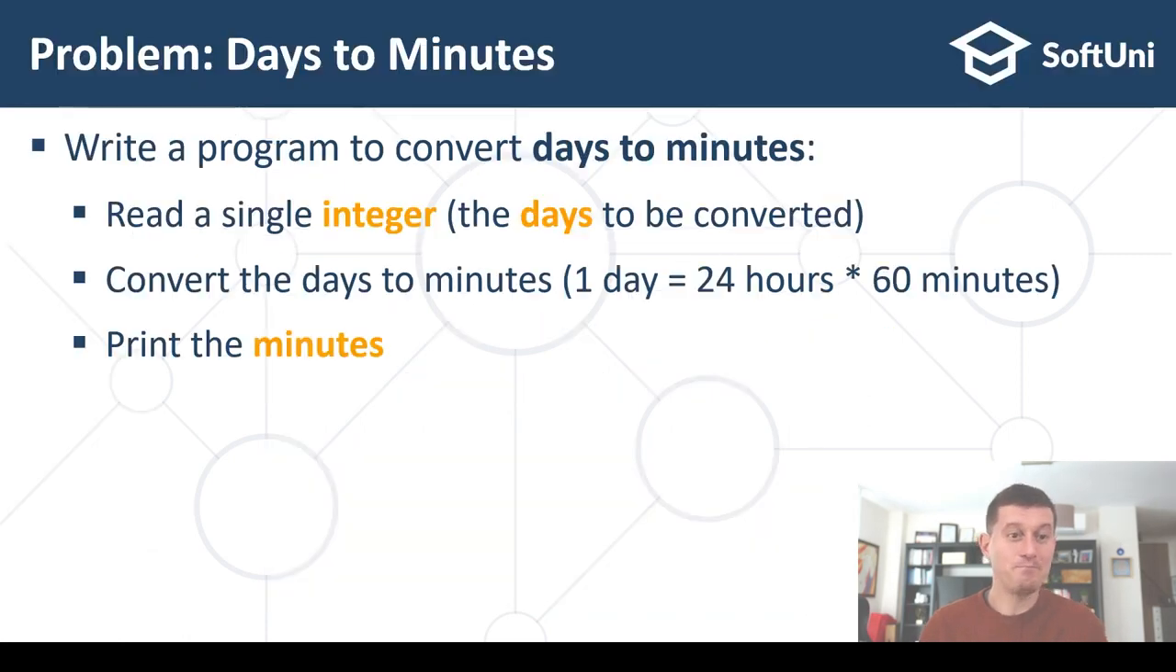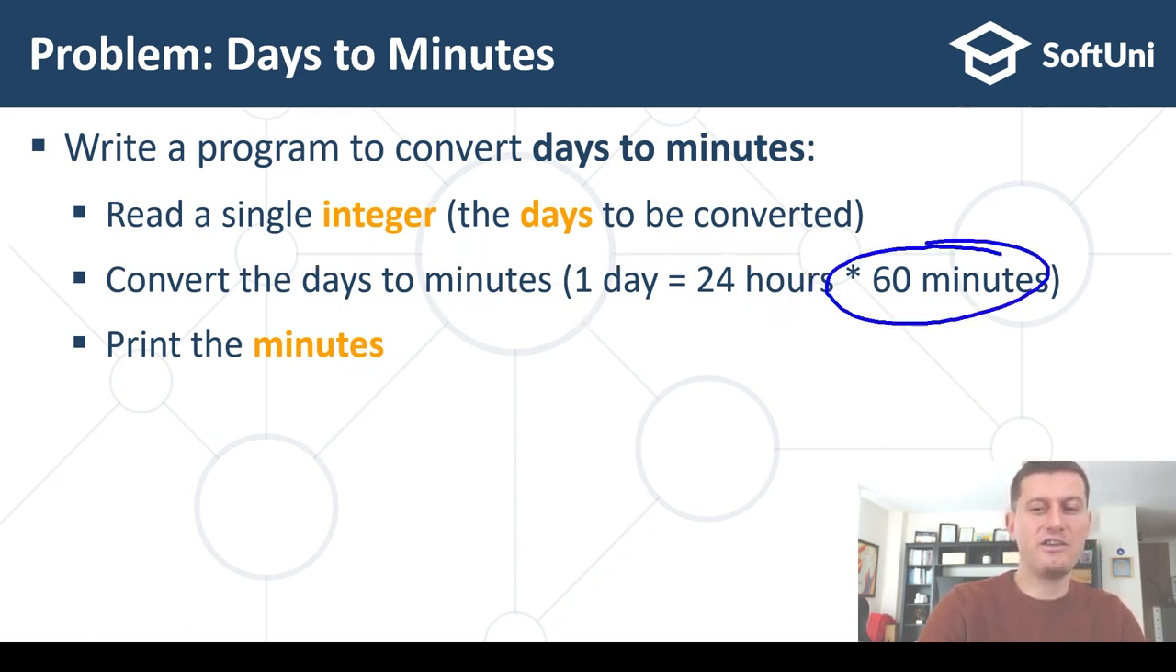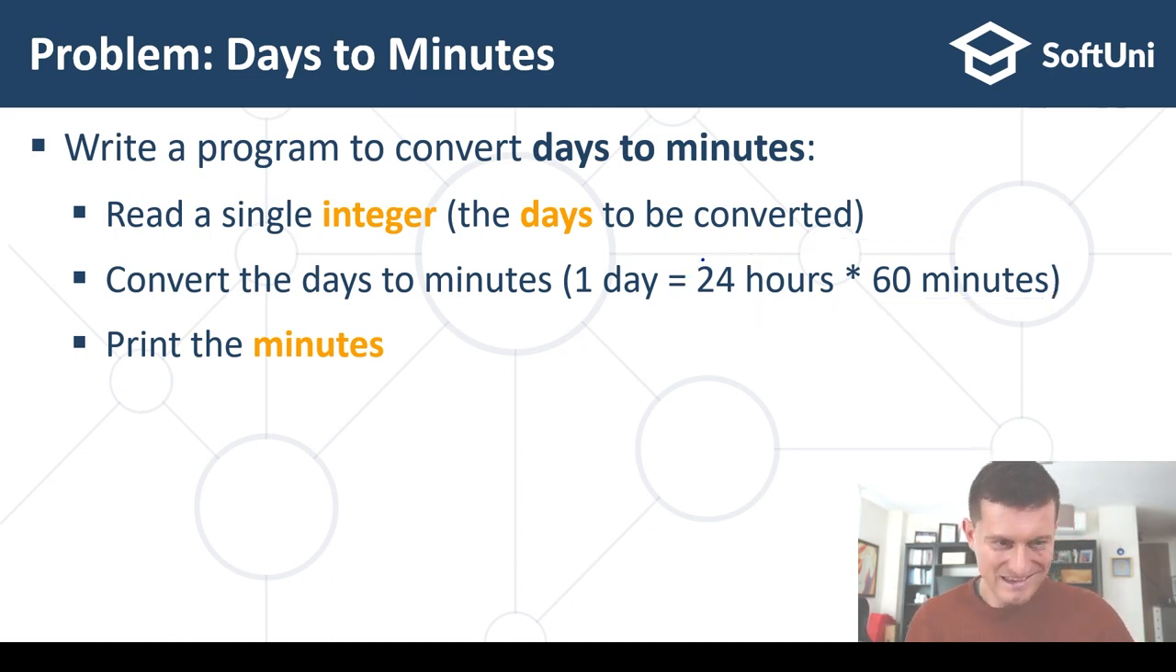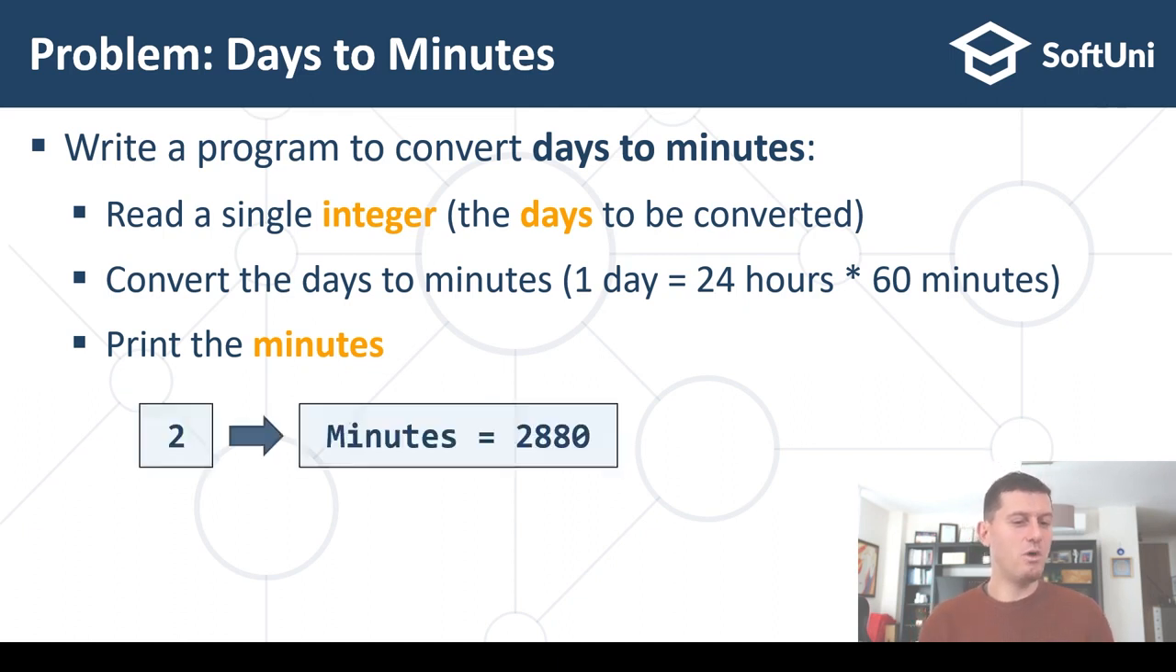Done. The first problem we are going to solve today is to make a program which converts days to minutes. So we read a single integer, the days to be converted, and we convert the days to minutes. One day has 24 hours and each hour has 60 minutes. So if we multiply the number of days by 24 multiplied by 60, we will find how many minutes one day or 5 days or whatever days contain. Finally, we print the minutes, and this is what we should write.